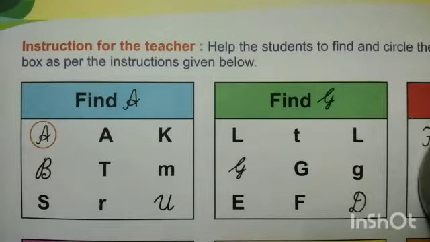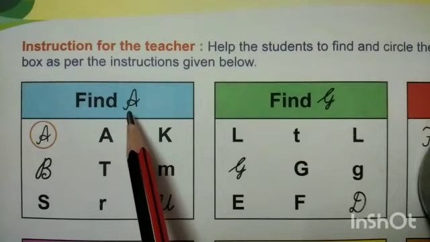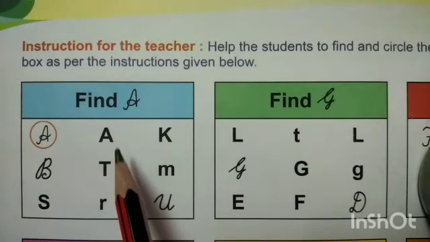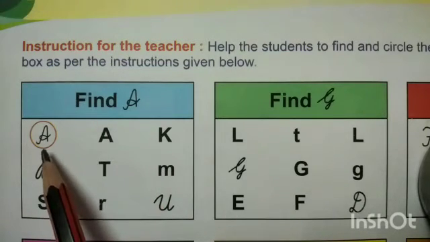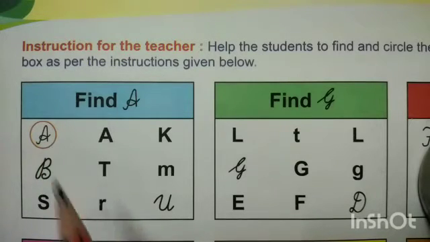Now turn the page. This page number is 378. Now let's see which alphabet is given. The first one, find cursive A. So you have to find cursive A. Here it is. So the first one is done for you.